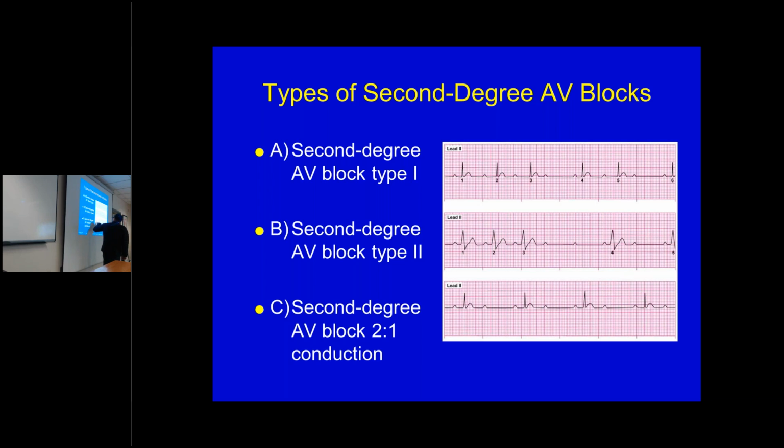The big differentiating factor is the QRS. Now, it's saying that this is a second degree 2 to 1 conduction. Okay. It doesn't say if it's type 1 or type 2. Which one is it? Normal QRS. Okay. QRS is normal. It's type 1.